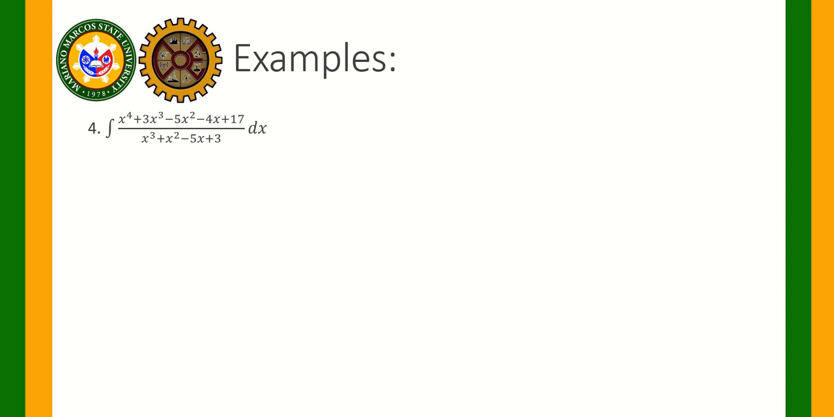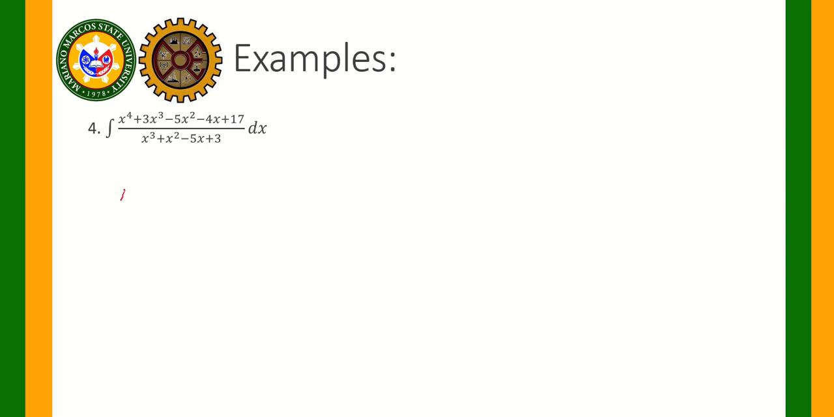Okay, so next example, we have the integral of x raised to 4 plus 3x cubed minus 5x squared minus 4x plus 17 over x cubed plus x squared minus 5x plus 3 dx. Okay, so our integrand seems a bit complicated. However, to make it less complex, what we do is reduce this. How? We divide. Okay? So, let's do the long division method.